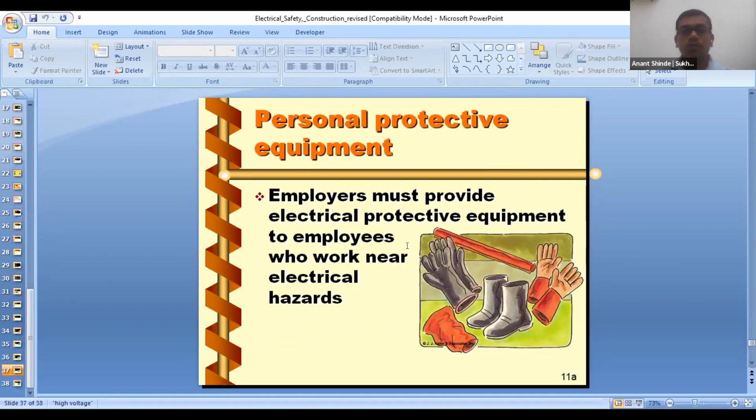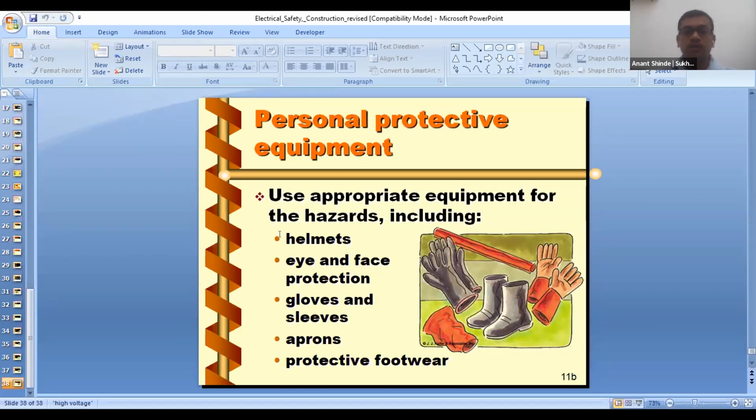Personal protective equipment. The employer must provide electrical protective equipment to employees who work near electrical hazards. Use the appropriate equipment for the hazard, including helmets, eye and face protection, gloves and sleeves, aprons, and protective footwear.